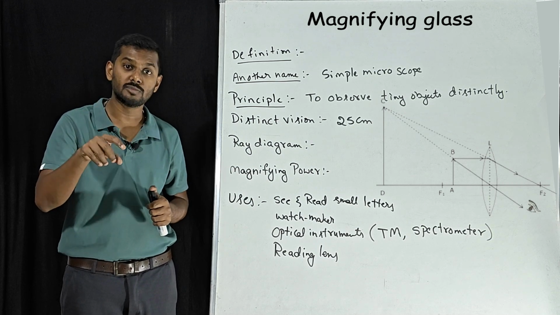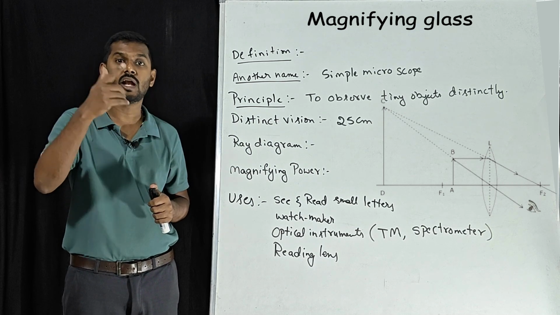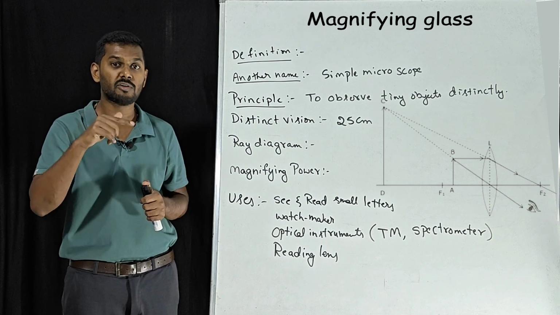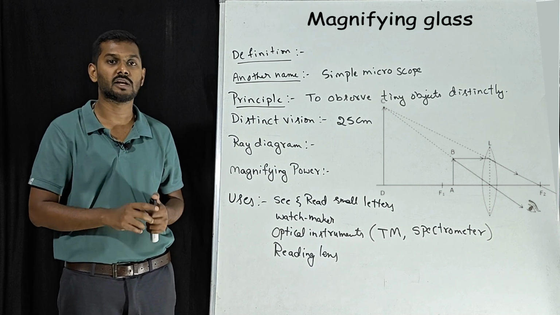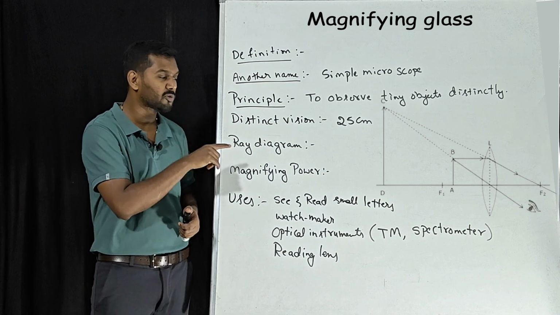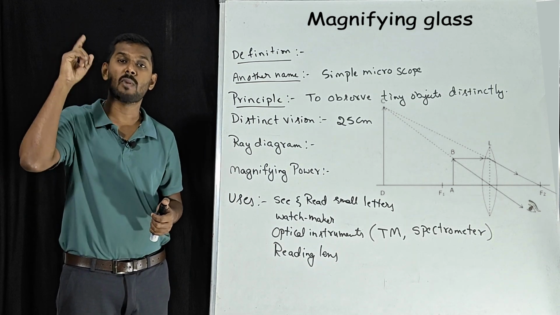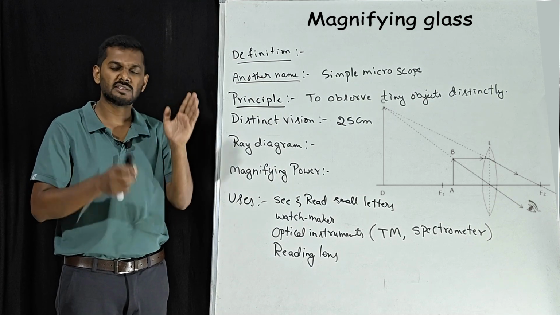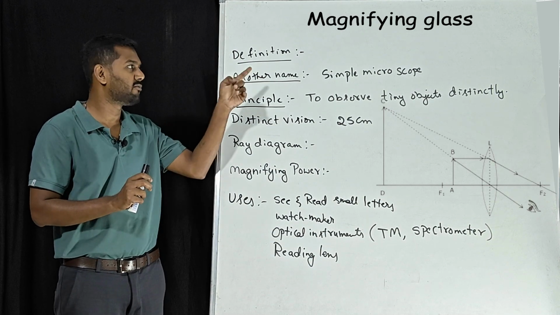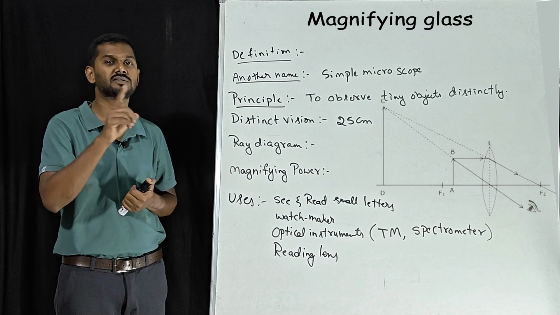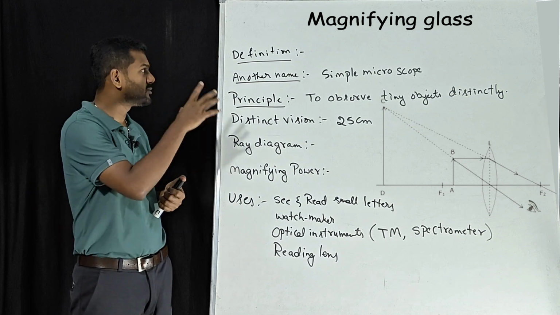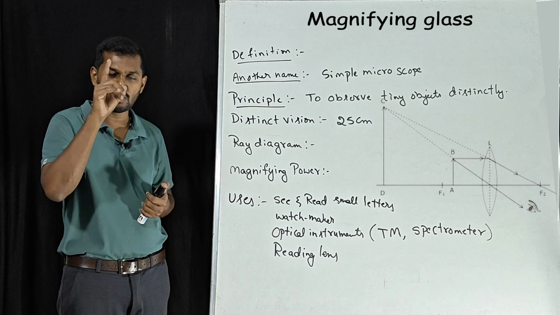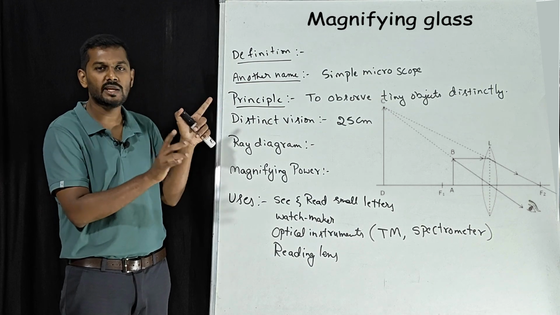So when you keep an object between the focal length and the optic center, what is the important thing about this ray diagram? When it comes to a magnifying glass, you have to remember this image. You have to remember, this is the only possible ray diagram for a magnifying glass or simple microscope. So when it comes to a simple microscope or magnifying glass, you need to understand this is the only ray diagram.